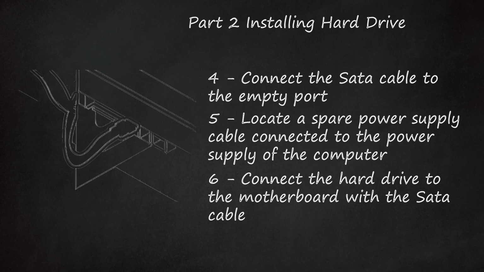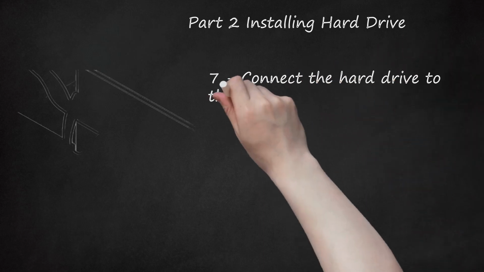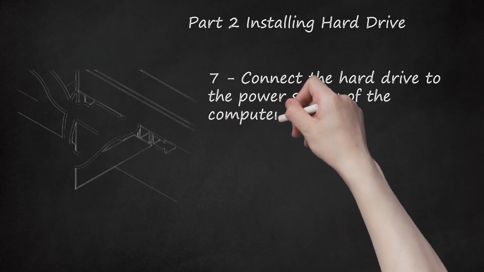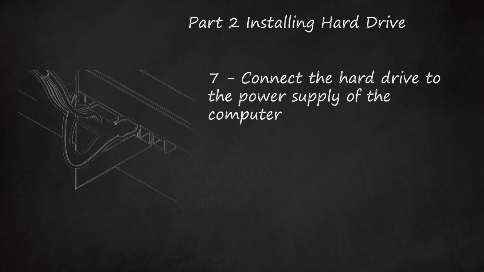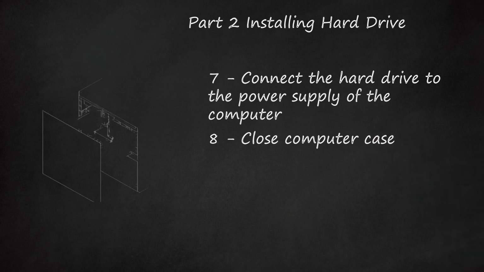6. Connect the hard drive to the motherboard with the SATA cable. Use the SATA cable to connect the hard drive to the motherboard of the computer. 7. Connect the hard drive to the power supply of the computer. Use the spare power supply cable to do this. 8. Close computer case. After the hard drive has been stored in a secure location inside the computer, close the computer case and reinstall any screws or fixtures used to hold the case closed.